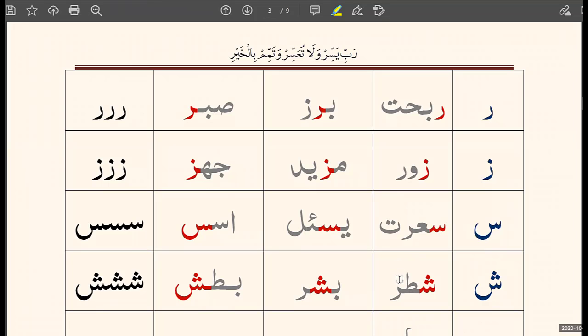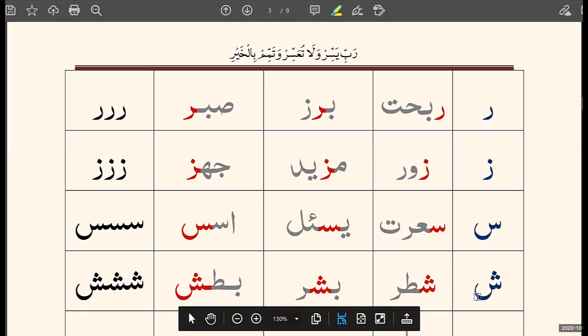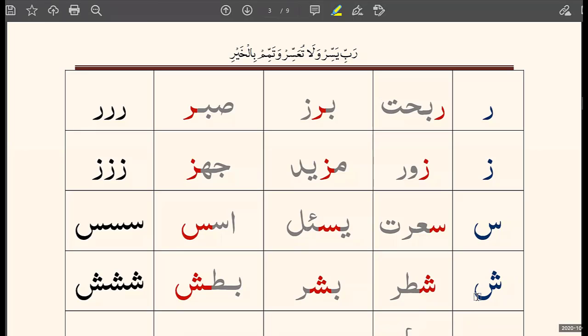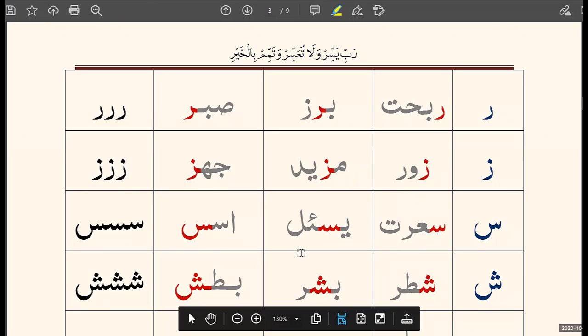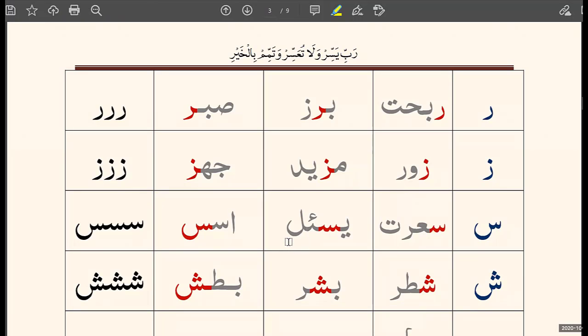Sin, sin, ain, ra, ta, ya, sin. Now this is Hamza. Hamza, lam. Alif, no, not alif, a simple, quick alif. Alif, sin, sin, well done. Sin, sin.